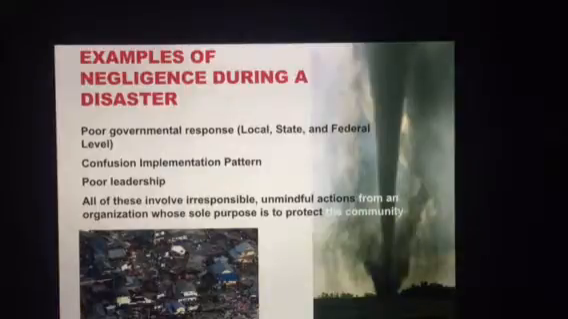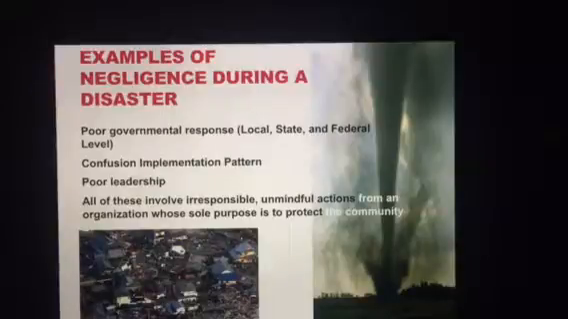Poor leadership is another example of negligence. This could be from the president all the way down to the mayor of a small town. It could be from making poor decisions to making false promises to the community. All of these are irresponsible, unmindful actions from an organization whose sole purpose is to protect the community.